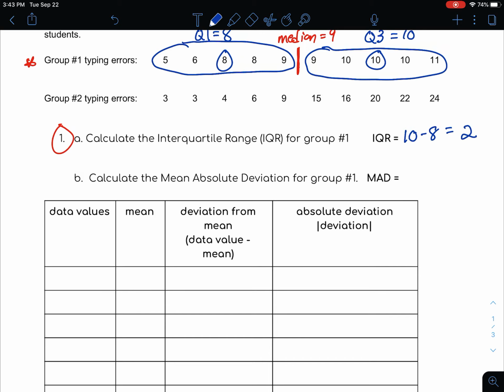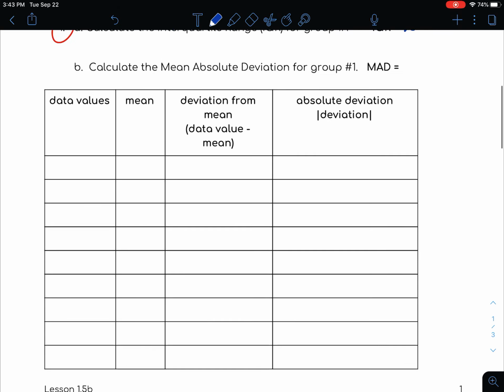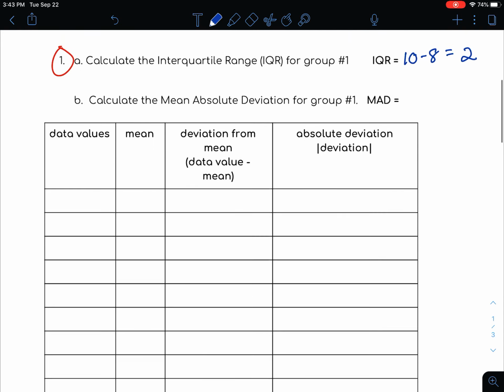So the MAD is the mean absolute deviation. That requires a little bit more work, and we've organized a table a little bit here to help you out with that.